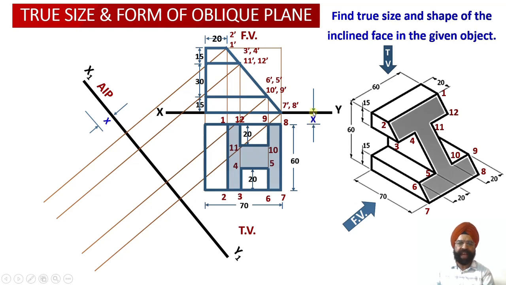Once we have this distance available with us, we have marked this distance over here, and the projection line corresponding to this distance we have drawn over here. We could have drawn a continuous line over here, but since we are required to obtain the locations of these points, only specific points we are going to mark over here.